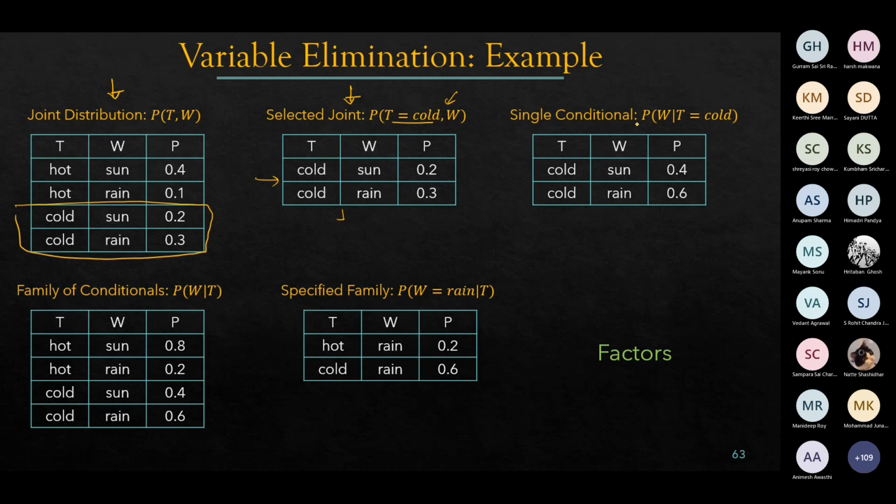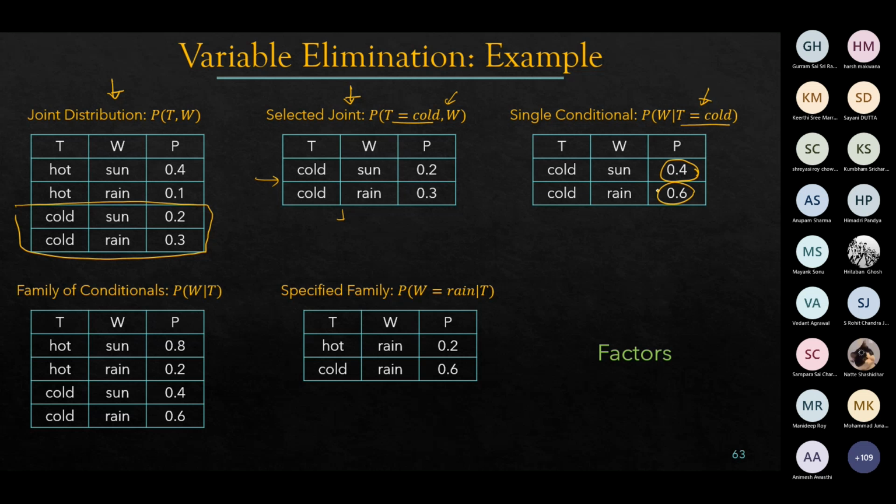You can define a single conditional where we condition a variable, and the conditioned variable is assigned a value. For example, I am assigning the value cold to T. Now, given T is cold, what are the probabilities of different weather values? That we can compute to be 0.4 and 0.6.